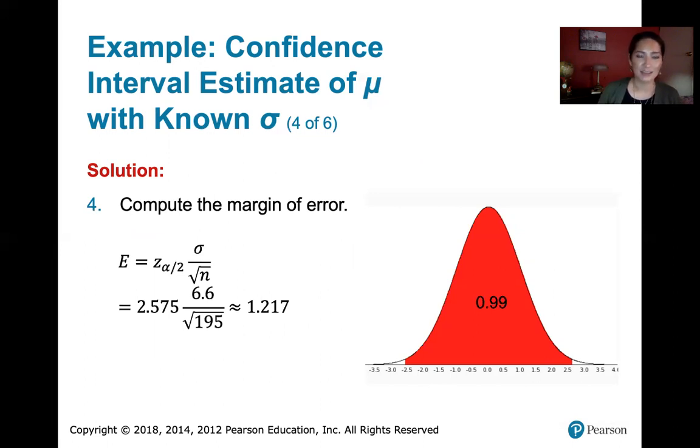Make sure you put that in your calculator correctly. So you can do this times this divided by this square root, or you can do this times, open parentheses, this fraction, close parentheses, and then hit equals. And you'll get an error of approximately 1.217.